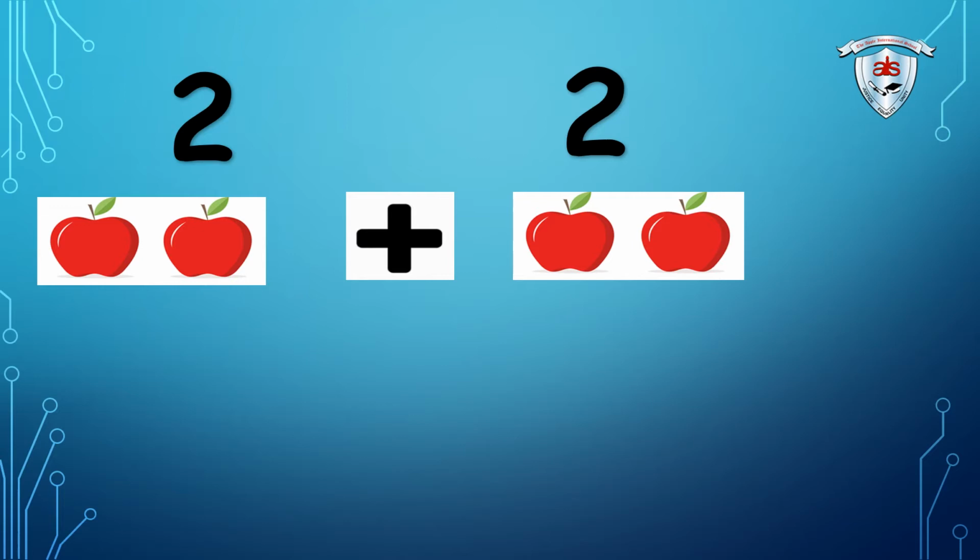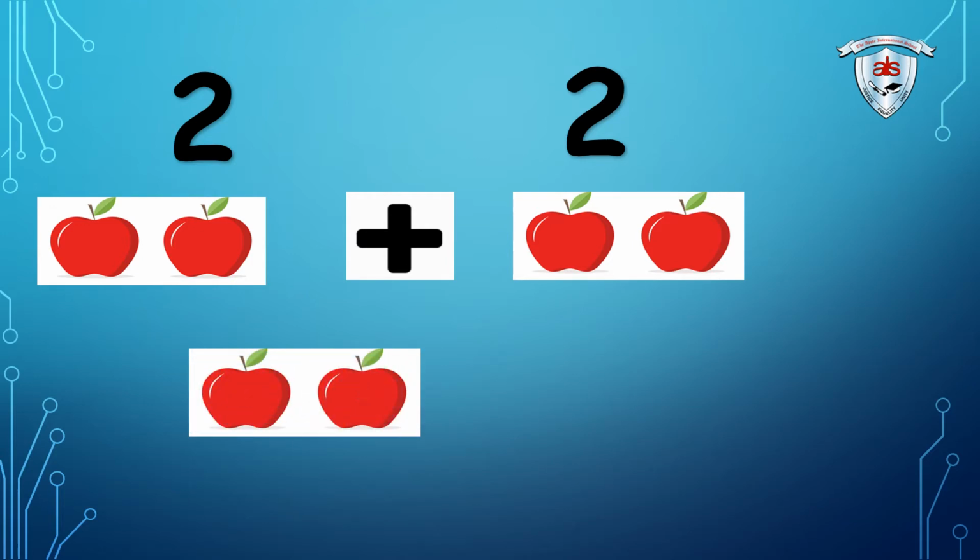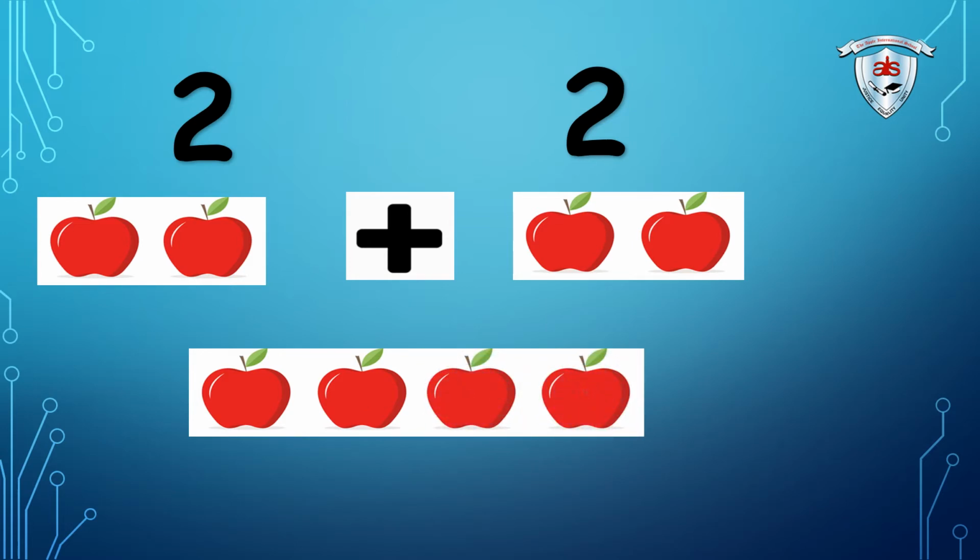So now the plus sign in between says you need to add both the groups. So let's add here. Okay, add the apples. 1, 2, 3, 4. So when we add both the groups, what is the number we get all together? Can anybody tell me? Yes, you're right. There are 4 apples all together.